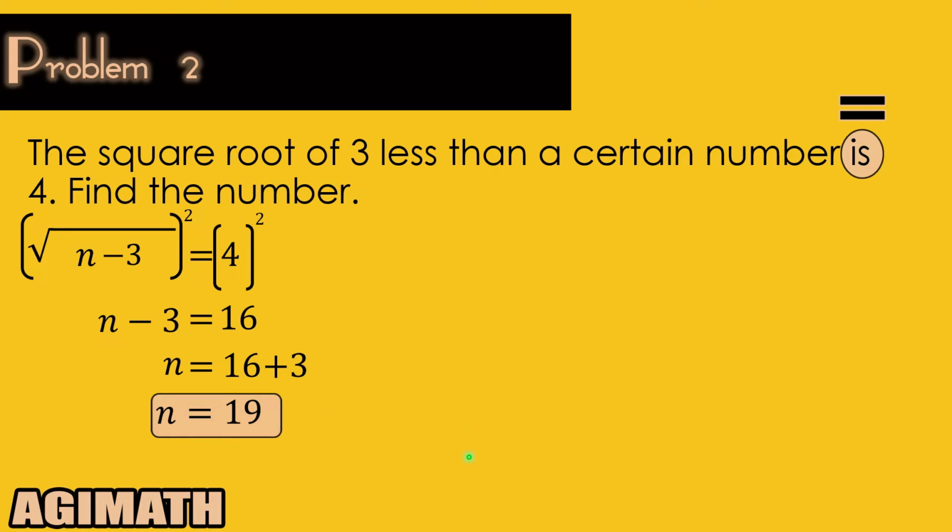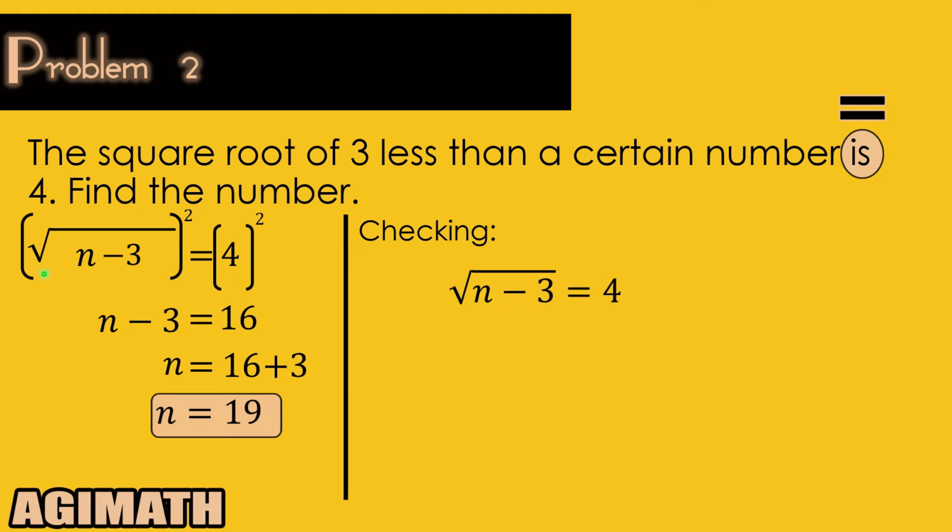Look back to where you came from. We do the checking using the original equation. The square root of n minus 3 is equal to 4. That's why it's very important that the equation you create is correct. Because if this equation you formulated earlier is wrong, then all of these are wrong. So you analyze carefully the problem.